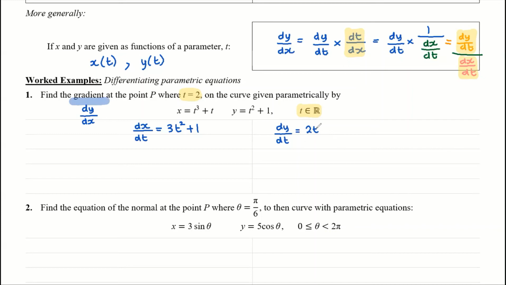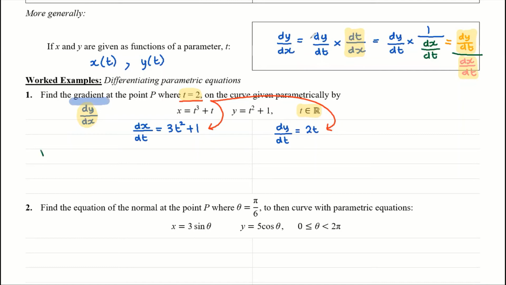Now, I've said earlier that when you're finding the gradient, you're looking for dy by dx. But because we're looking for the gradient at a particular point when t equals 2, you'll notice that I can just sub t equals 2 directly into both of these derivatives. Okay, so in other words, I can find dx by dt at point P and dy by dt at point P, and then I can find dy by dx later. So I'm going to do it like that. I think that's a good way to go.